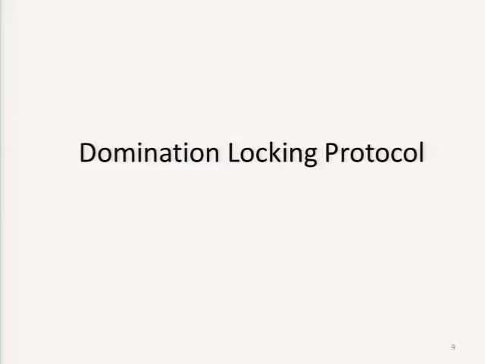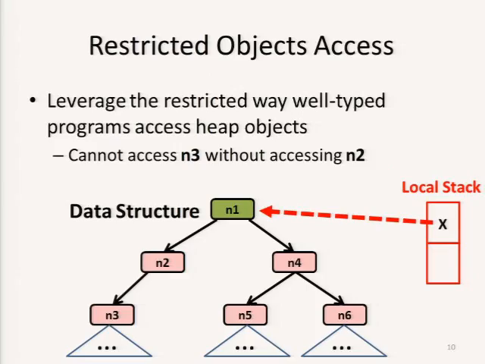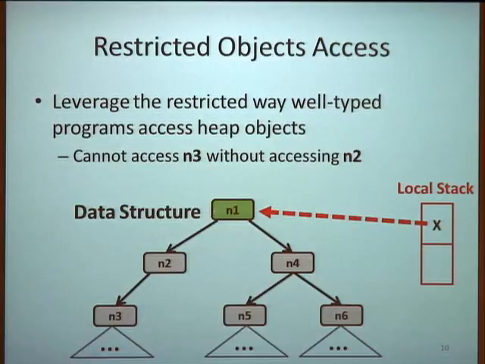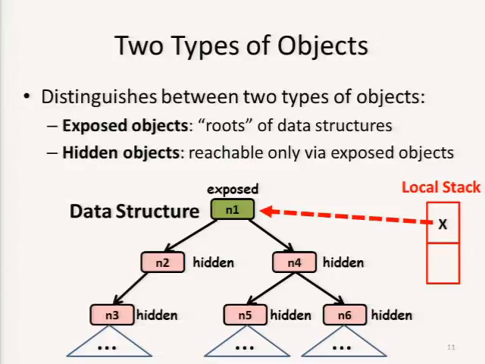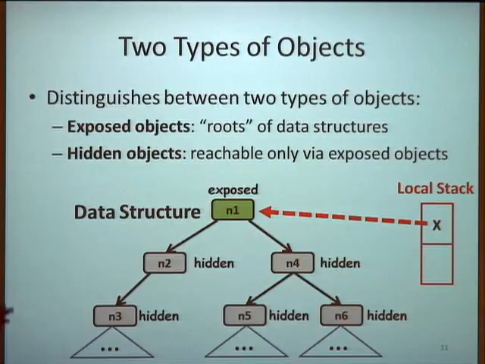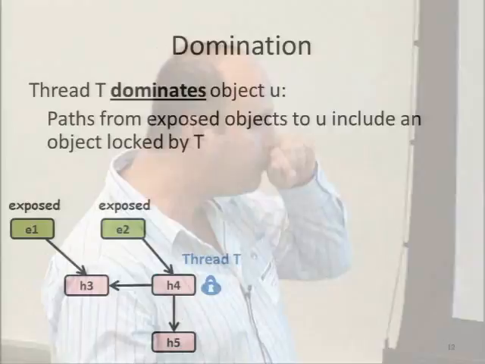In this protocol, we want to leverage the fact that in well-typed programs like Java programs, there is a restricted way to access objects. So if, for example, we have a thread whose stack only has pointers to the root of the data structure, N1, then if you want to access N3, you have to first access N2. We want to use this, and to do this, we distinguish between two types of objects: exposed objects and hidden objects. Exposed objects are the roots of the data structures, and when an operation begins, it may only point to exposed objects. Hidden objects are the other objects, and they may be reachable from the exposed objects. We also want to use the idea of domination.